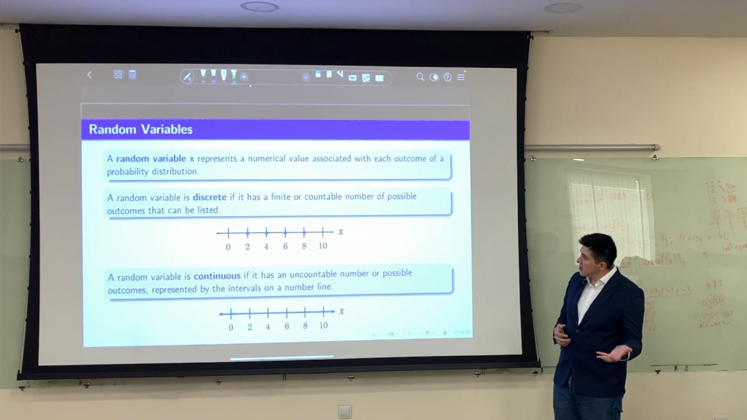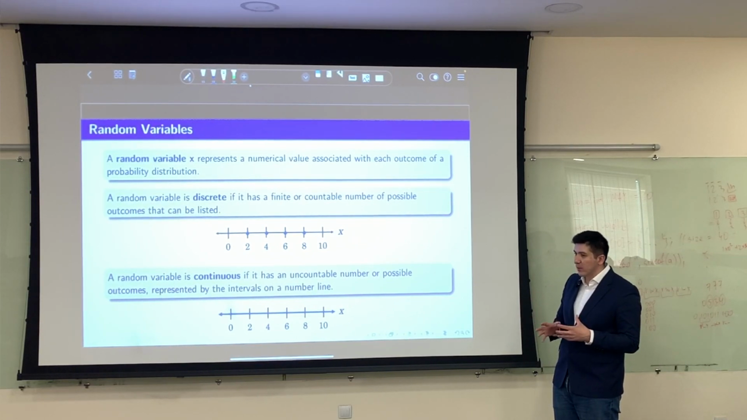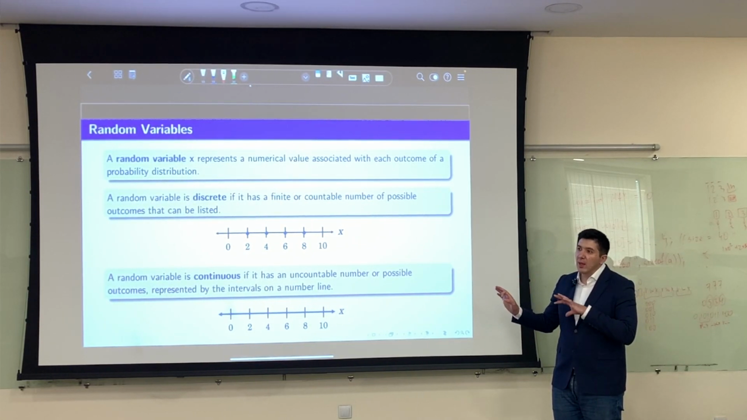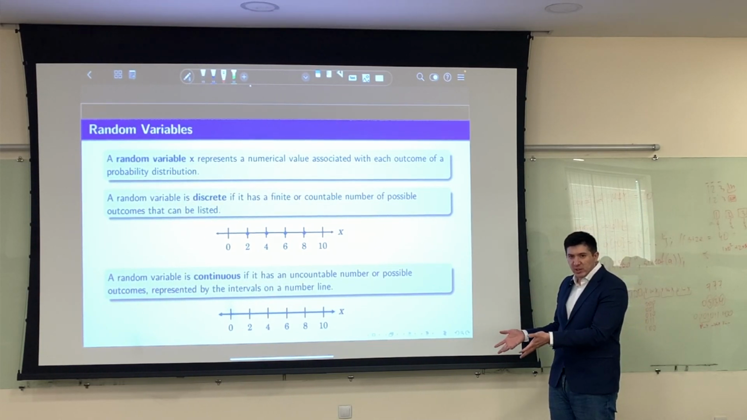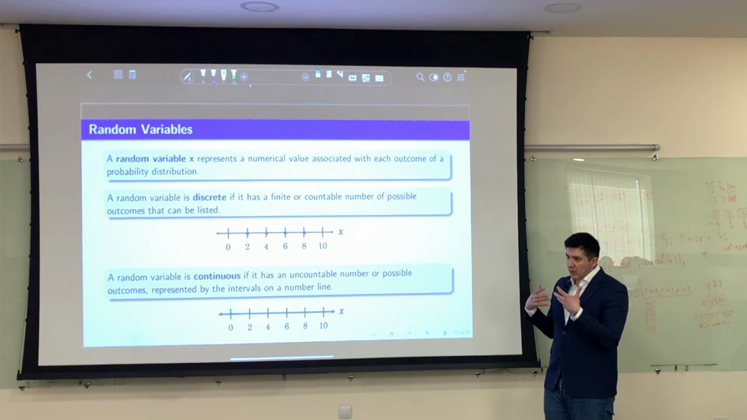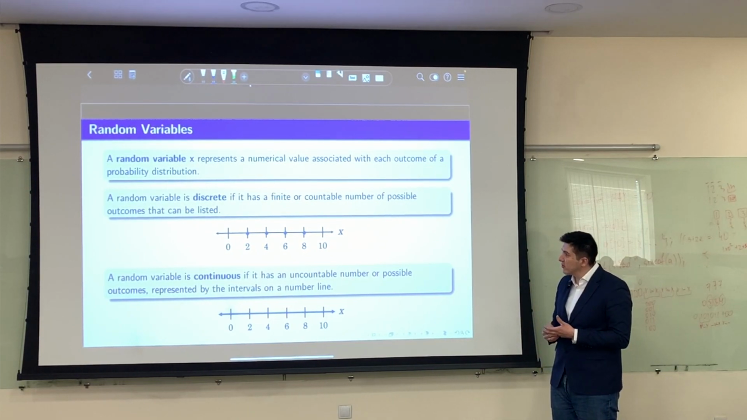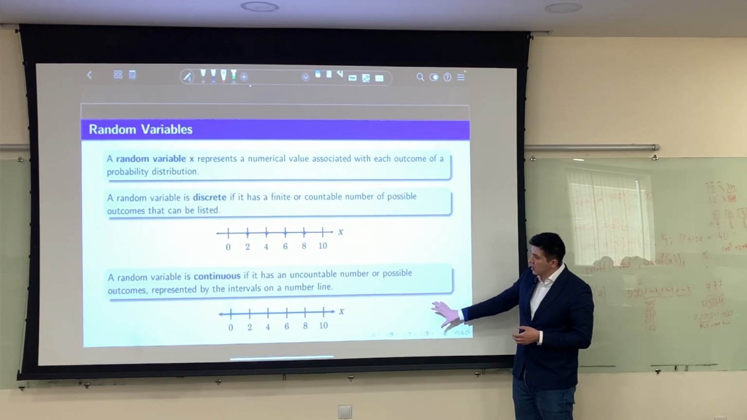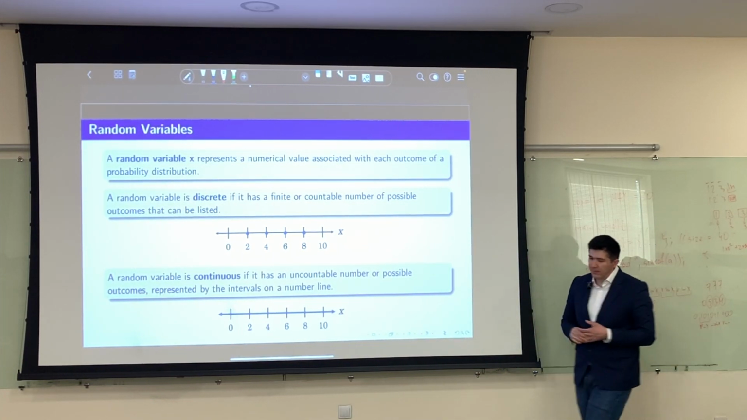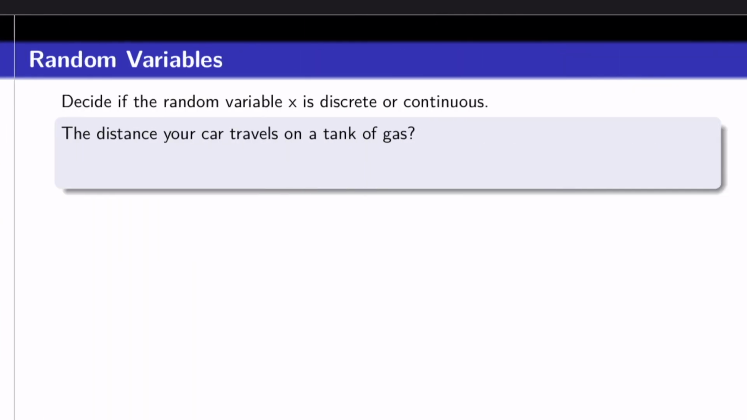And we're going to talk about the discrete ones separately from the continuous ones, because the discrete ones have special functions, so-called mass functions, cumulative distribution functions, and so on. We're going to talk about this first, then we're going to talk about the continuous functions. Okay, so let me ask you a couple of questions.